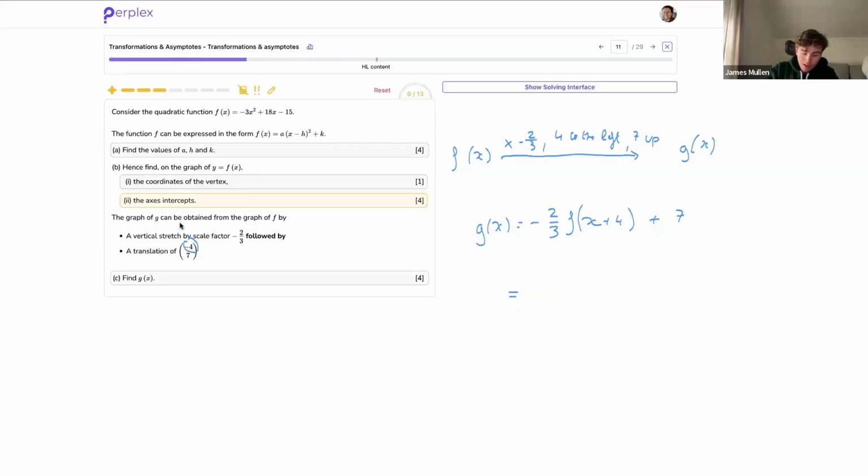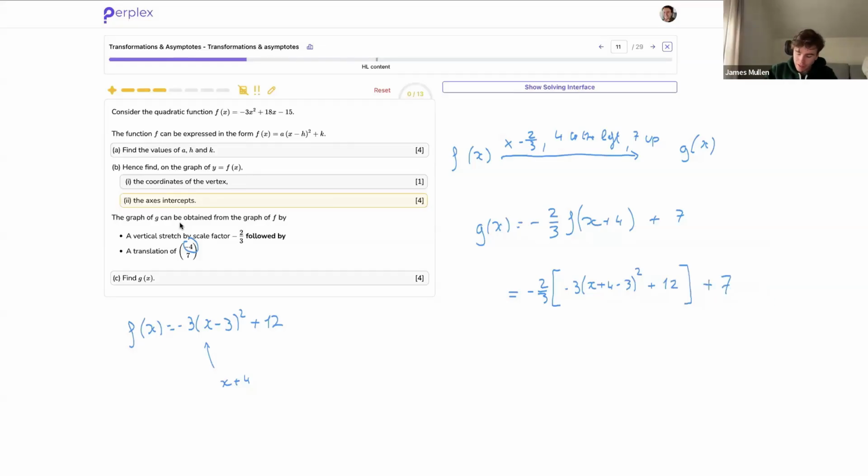Now I'm going to use what I know f is. I'm going to use the form negative 3 times (x minus 3) squared plus 12. If I plug that in, I get negative 2 over 3 times negative 3, and now I put in x plus 4 for x. So x plus 4 minus 3, because I put x plus 4 in here. That's all going to get squared, and I add 12. That's f of x plus 4, and then plus 7.